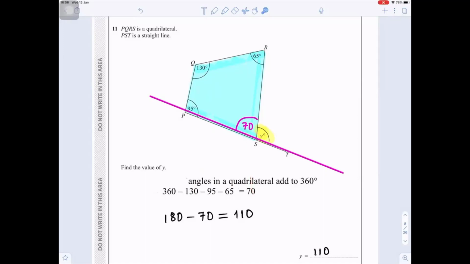When we know this angle is 70, the question says PST is a straight line, and angles in a straight line add up to 180. So to get y, 180 minus 70 will give us 110. So y is 110 degrees.